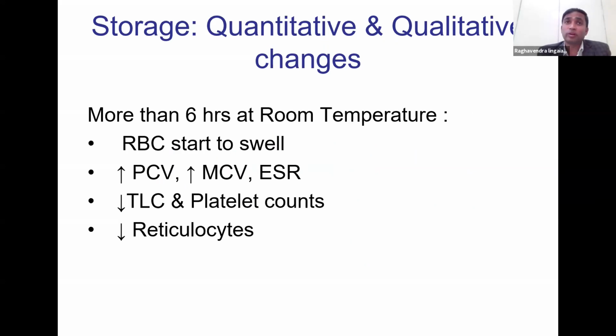The RBC starts to swell and hence the PCV and MCV will be increased and also ESR. While the platelets will, as I told you, go clumping and the TLC will also get decreased. Reticulocytes, because the sample is standing there at room temperature, will start to mature and convert into RBCs. So we will be having a low reticulocyte count.